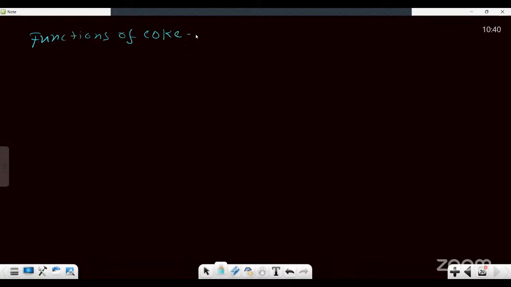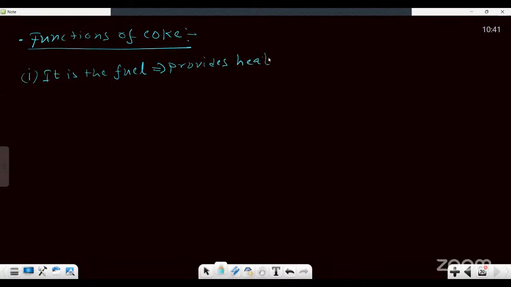Now we will talk about the functions of the coke. First function, obviously, you can understand, is that it is the fuel, the main fuel, which provides heat for meeting the endothermic requirements of the chemical reactions.